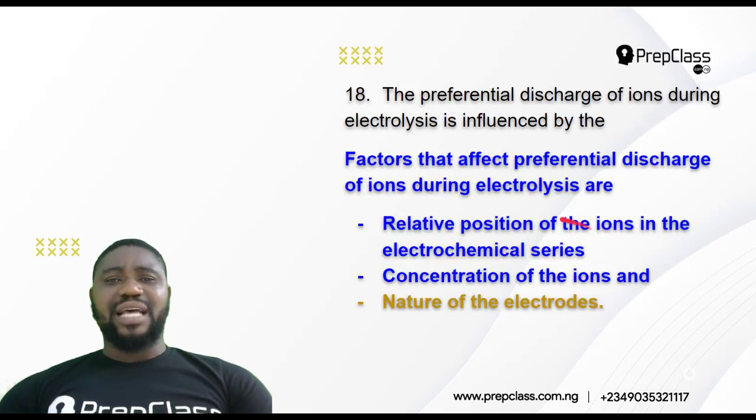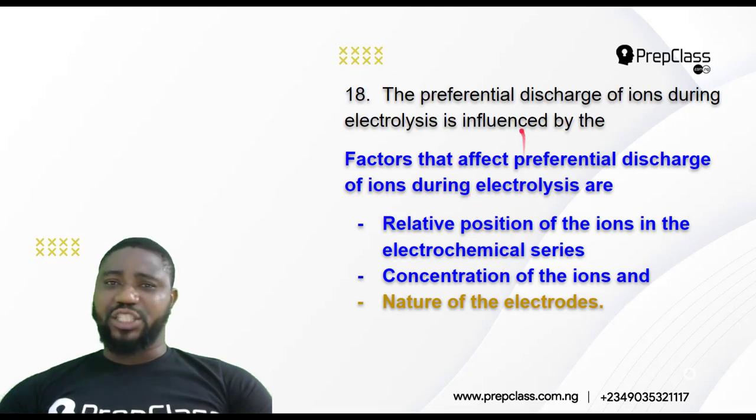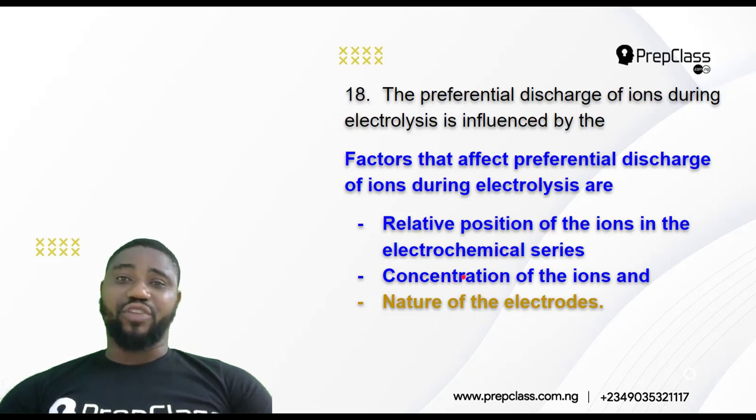Now, these are the factors that affect the preferential discharge of ions. Factors that affect preferential discharge of ions include: 1. Relative position of the ions in the electrochemical series. 2. Concentration of the ions. 3. Nature of the electrodes.